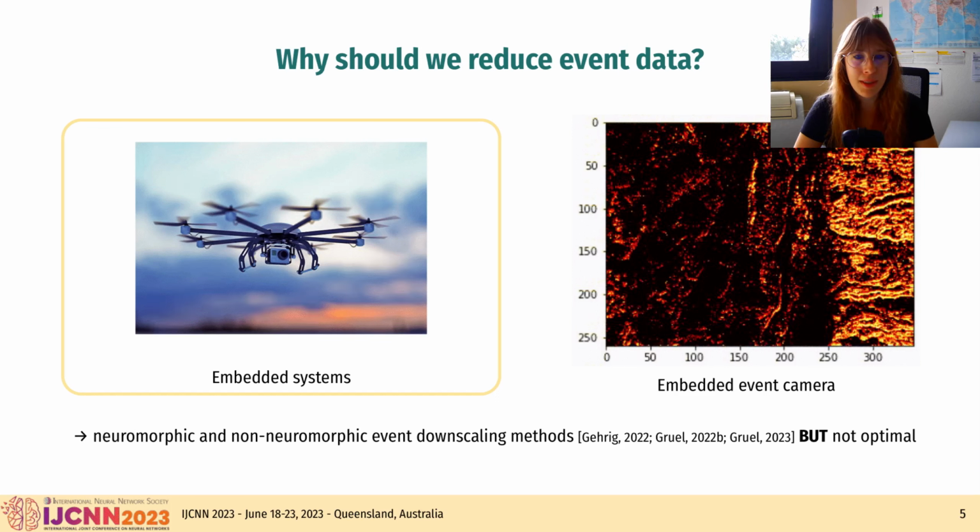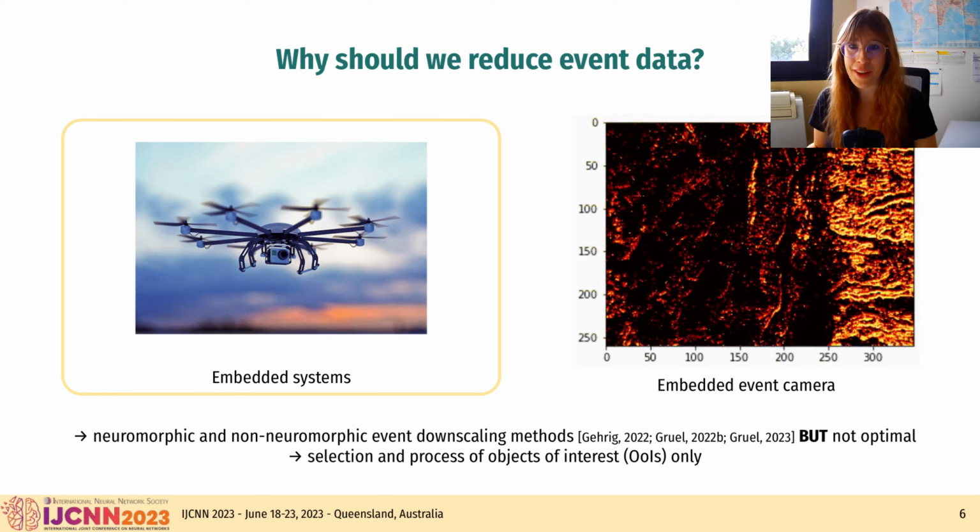Different methods to try to reduce this event data on an embedded system have been introduced, either neuromorphic or non-neuromorphic, in our previous works, but these different methods are not optimal. We believe that this is the case because those methods just reduce the spatial resolution of the event sensor without taking into account the interesting elements of the visual scene. We do not keep any information on where it is more salient, more visually interesting. We just scale everything without any difference.